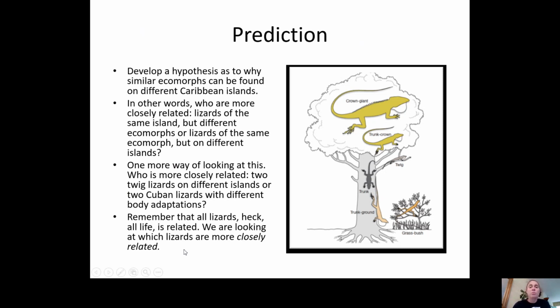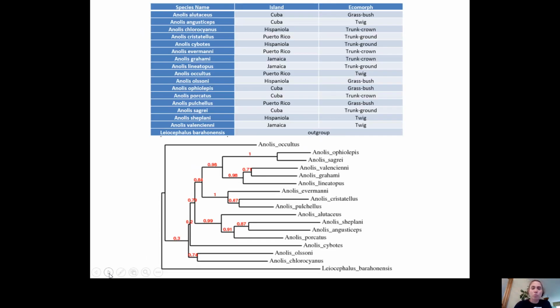So pause the video, make a prediction, or actually you don't even need to pause the video, sorry. Just know that you should make a prediction before you start your coloring. So then when you're doing your coloring, you have this worksheet with this chart on it. Now you have this phylogenetic tree, and you have this exact same tree twice because you're going to color code it by island and then you're going to color code it by ecomorph.